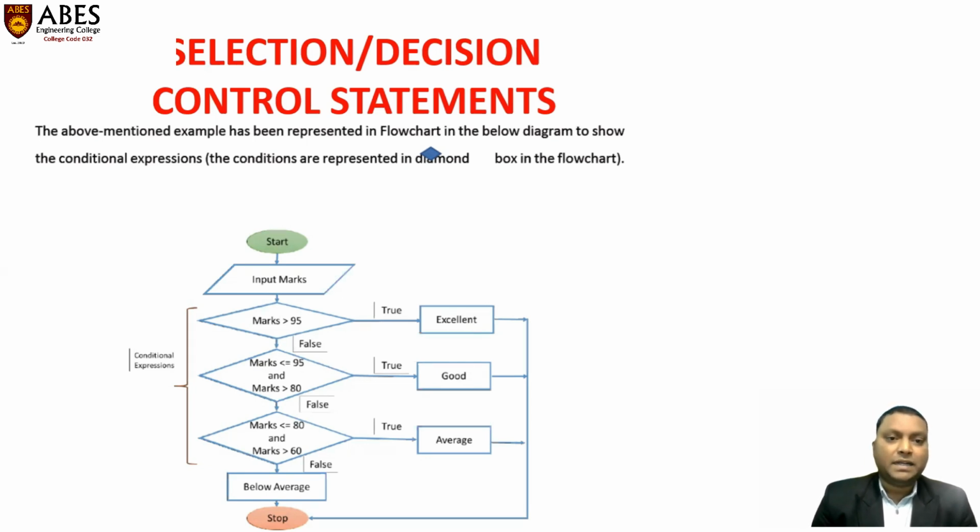The above mentioned example has been represented in a flow chart in the below diagram to show the conditional expression. Here in this diagram, the block which is represented as a diamond shows the condition. After start, if you provide the input, marks will be put in the given condition: is marks greater than 95 or not? If the given marks is greater than 95, this condition is true, then it will be considered as excellent. If this condition fails, that is false, then we will check another condition, which is marks greater than 80 and less than 95. Similarly, this flow chart will work and we will code accordingly.